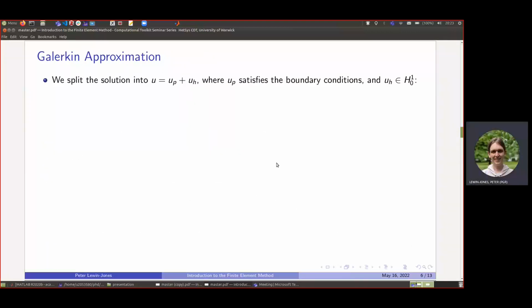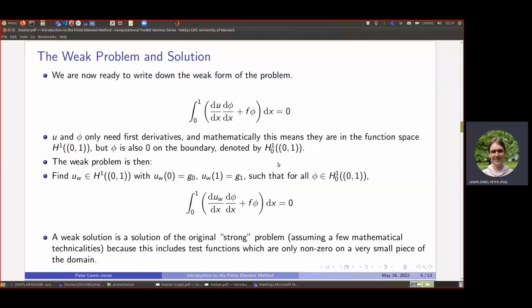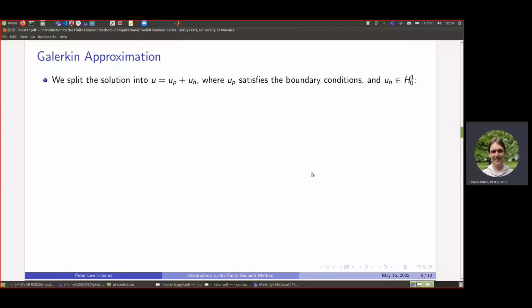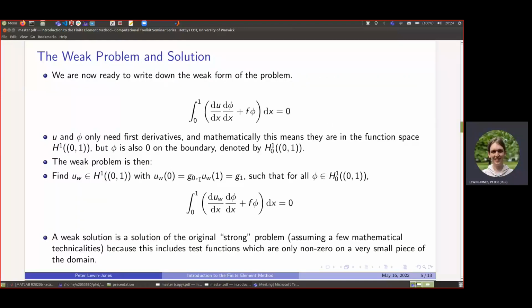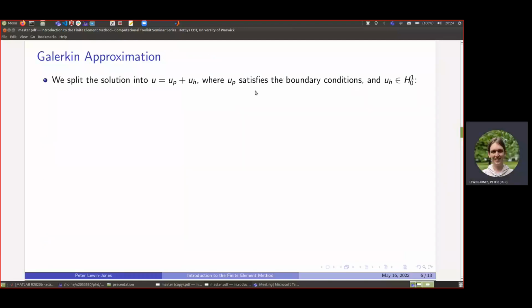So the second part of this is called the Galerkin approximation. But before we get to that, we first need to deal with these boundary conditions, where we're specifying the value, and in particular a non-zero value, at the endpoints of our domain. So we split up the solution into a u_p that satisfies these boundary conditions. So u_p at 0 is equal to g_0, u_p at 1 is equal to g_1. And then a second part, which is 0 on the boundary.